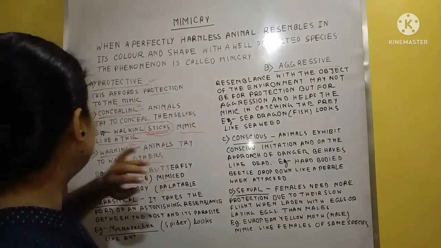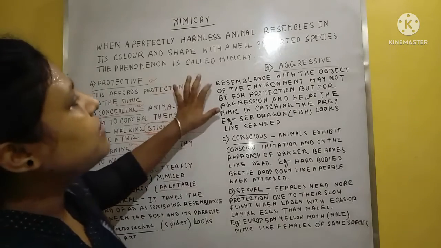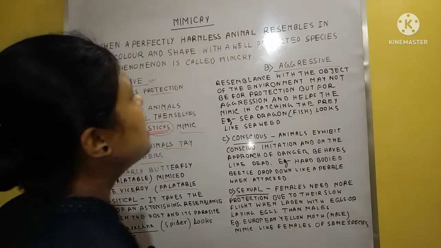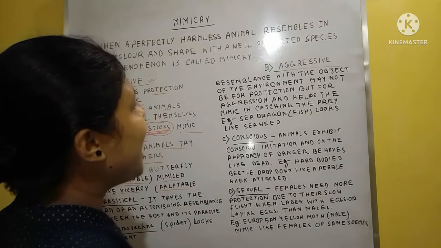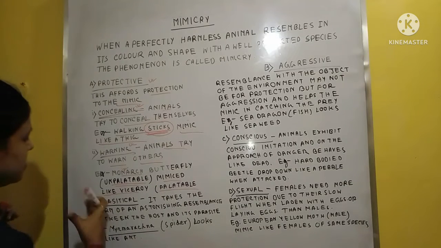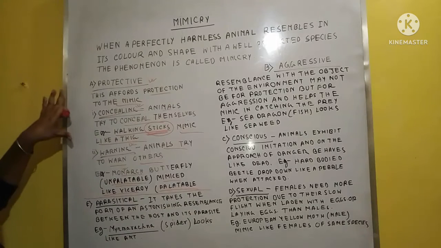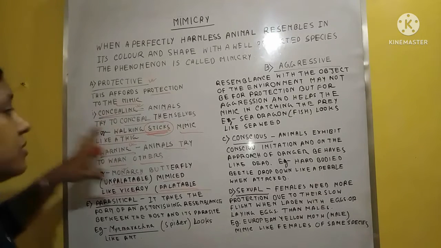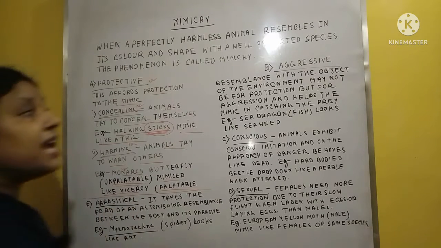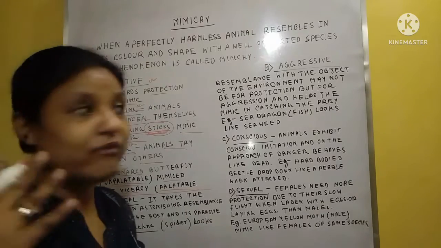The next one is the aggressive. Aggressive mimicry is what? The resemblance with an object of the environment may not be for protection but for aggression. Here we learned about protection, but this one is not. We learned that mimicry is necessary for protection, but no, mimicry is necessary not only for protection. They show aggression or aggressive behavior.